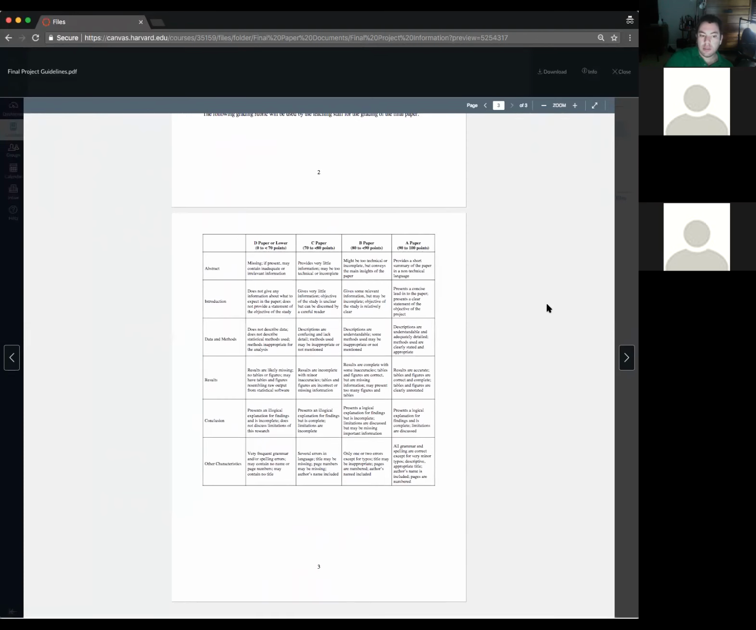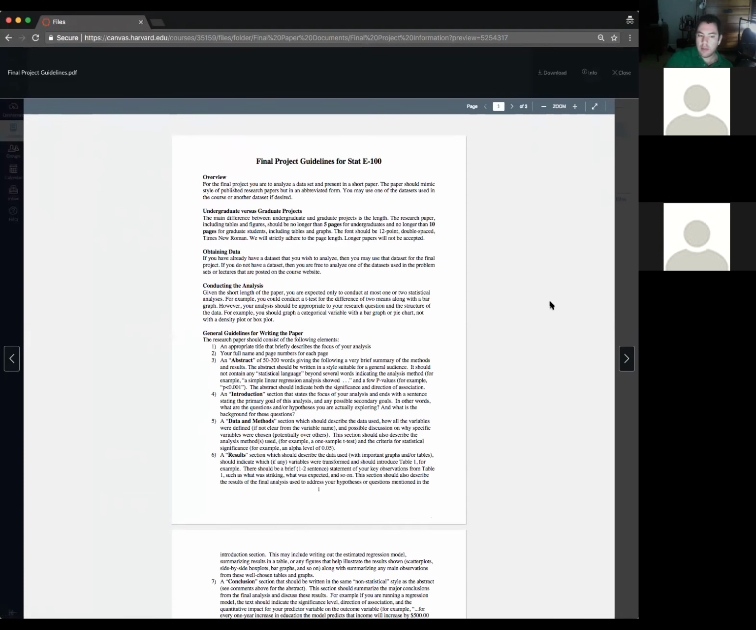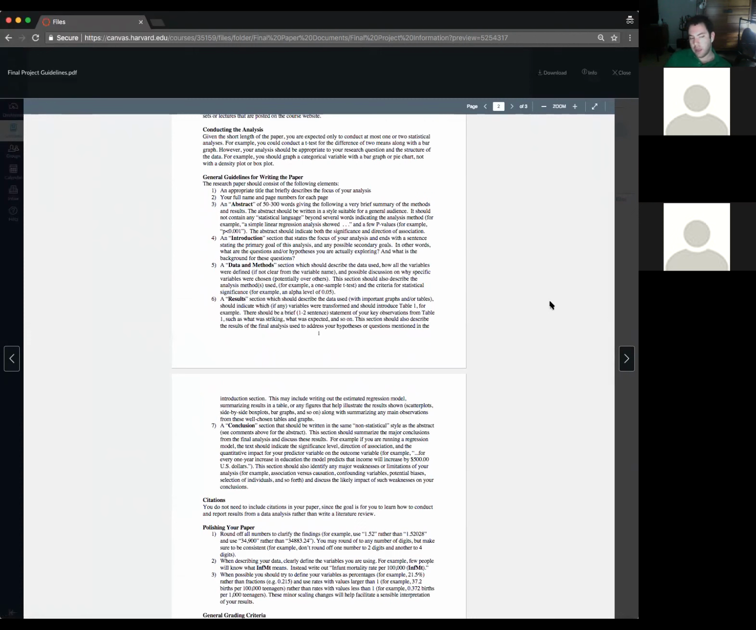Yeah, so it's fairly straightforward. You can have different sections here, which we outlined. You can have your abstract, introduction, and data and methods, which will outline your data set and the methods you took to come up with your results. And then you'll have your results section, which will include the results of your analysis, and a conclusion section.